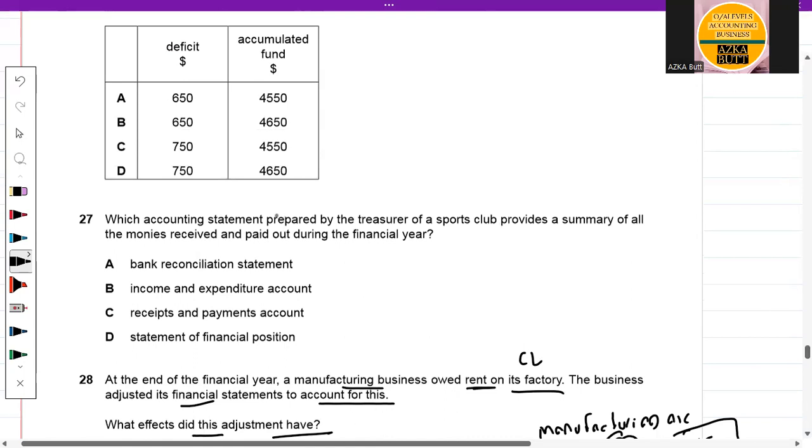Which accounting statement prepared by the treasurer of a sports club provided a summary of all the monies received and paid out during the financial year? This is very easy. For a normal business we prepare the cash book, and for club accounts we prepare the receipts and payments account.